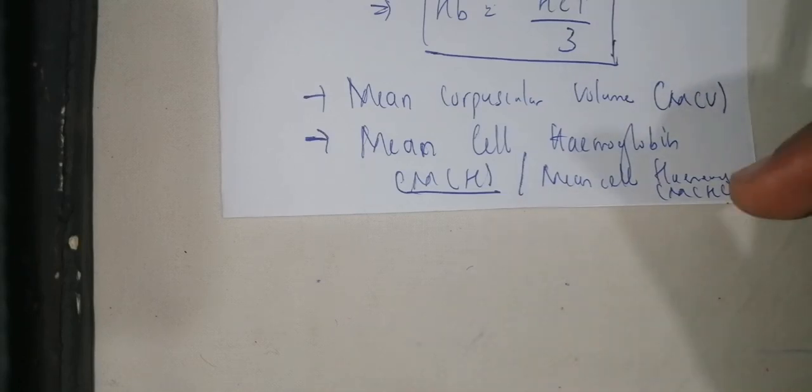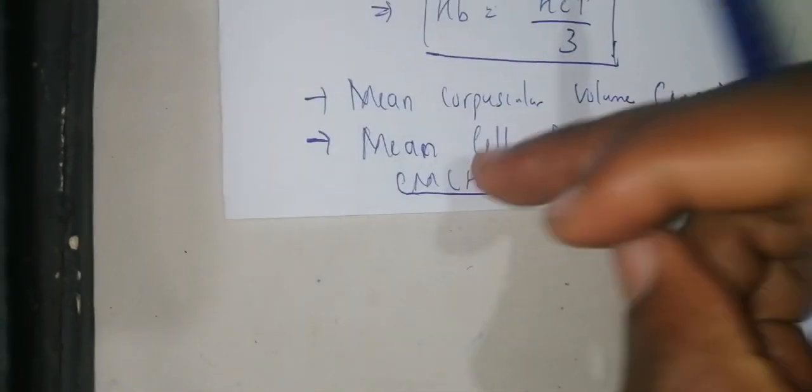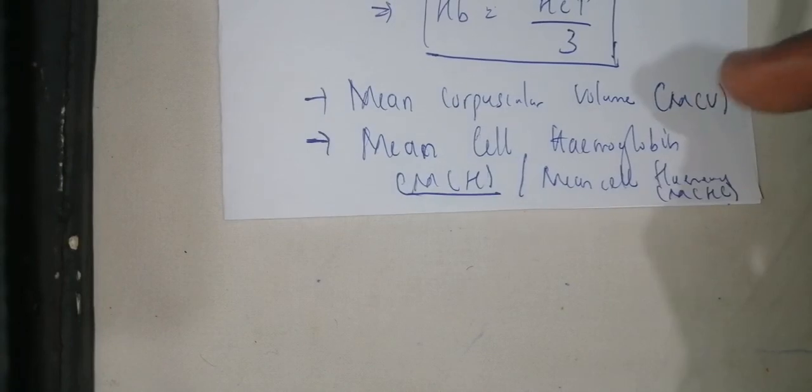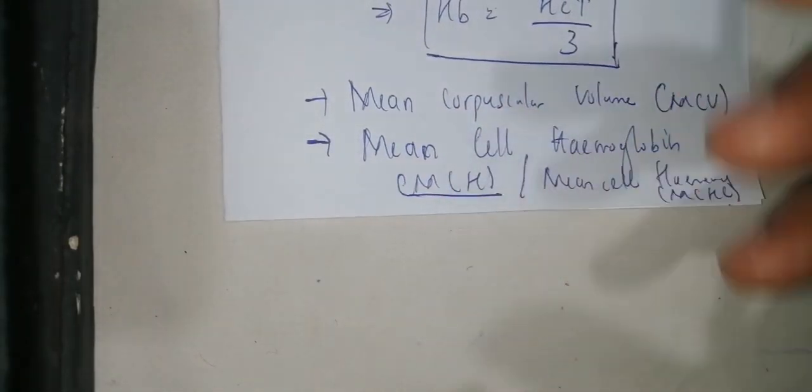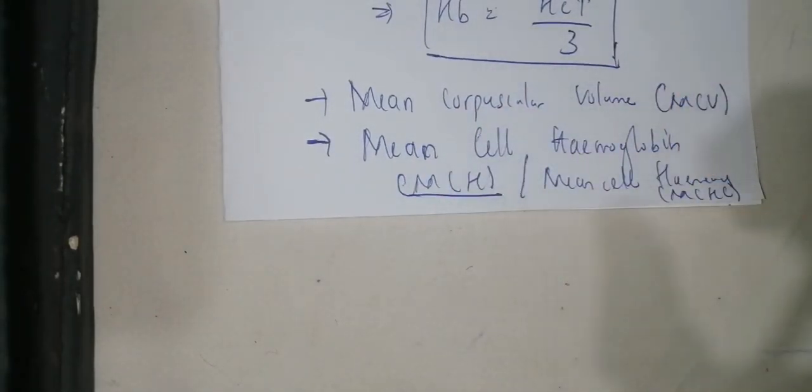This one is a concentration, so it's going to evaluate the hemoglobin of many cells. So it's just going to give you the same parameter just like the hemoglobin. So I prefer the mean corpuscular volume and the mean corpuscular hemoglobin when I want to evaluate just the hemoglobin inside one cell.